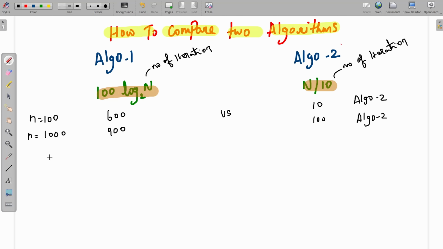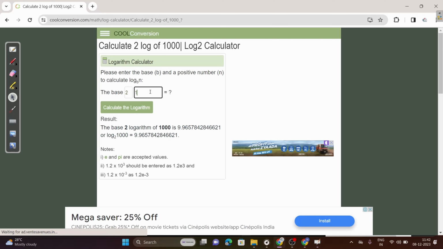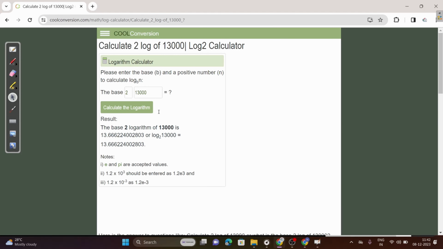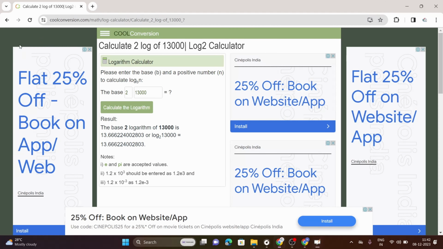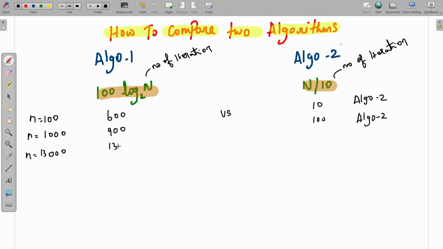Let's take n as 13,000. If it is 13,000, what will be my log value? My log value will be 13. 13 into 100 is 1300. And 13,000 divided by 10 is 1300. Then who will be my winner? It is a draw. No one is the winner, because both have the same number of iterations.